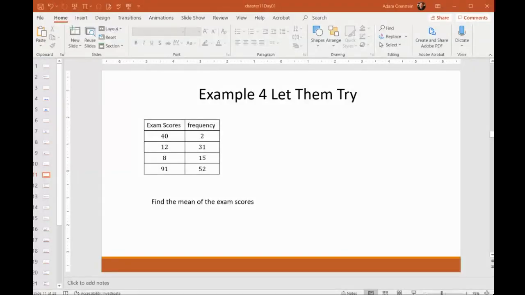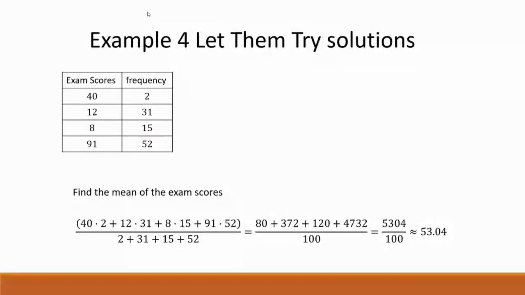Okay, so here we're getting the mean of this data here. It's exactly like what we did before. Basically, we take each data value, multiply it by its frequency. So we have 40 times 2, 12 times 31, 8 times 15, 91 times 52. As you can see, we're adding those up.